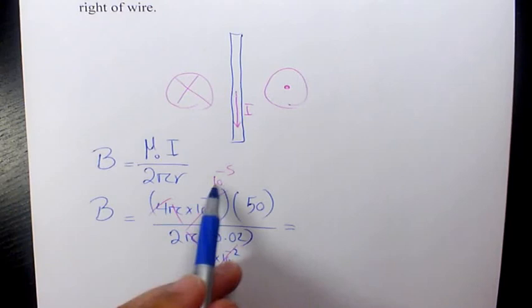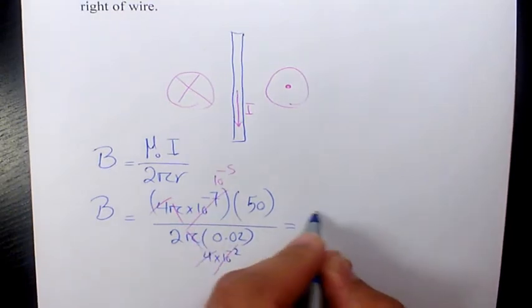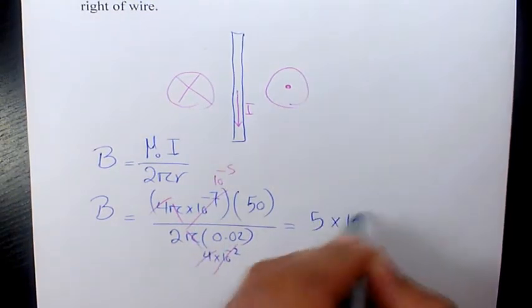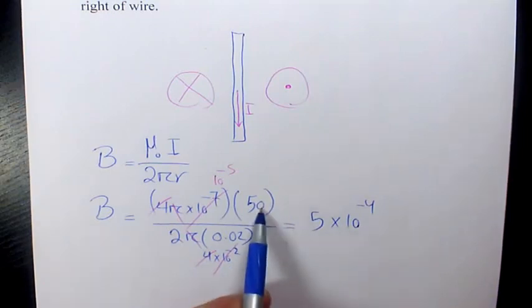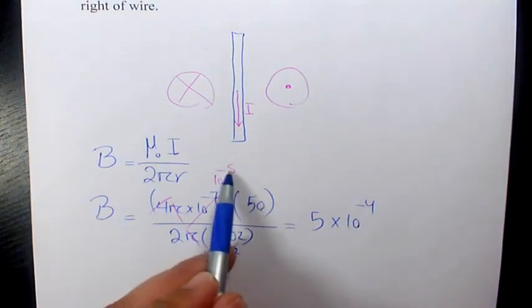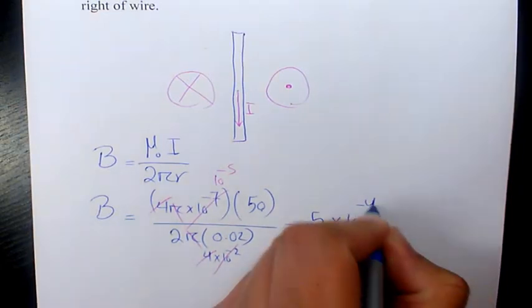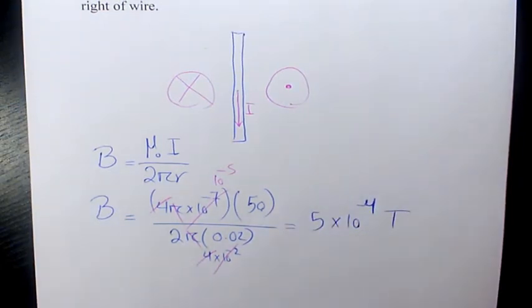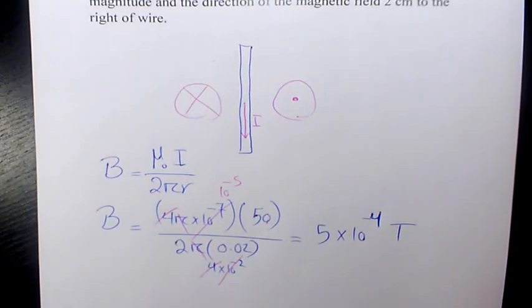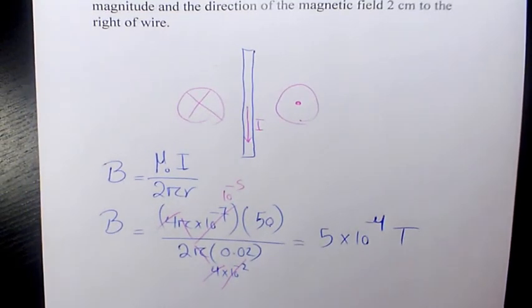So 50 times 10 to the power of negative 5 makes 5 times 10 to the power of negative 4, because we have 10 here. With this negative 5 is going to be negative 4. So it's going to be 5 times 10 to the power of negative 4 Tesla. That's how we calculate it without using calculator. So that's how we find out the direction and magnitude of the magnetic field when we have a wire carrying electric current going south.